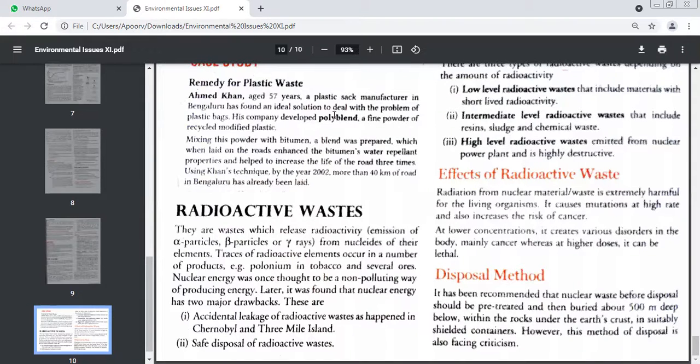What is the name that is kept? PolyBlend. How has he made this? He has mixed this powder with bitumen and prepared a blend. Blend means a mixture. Plastic plus bitumen, which when laid on the roads enhances the bitumen's water repellent properties and helps to increase the life of the road 3 times. Somewhere you must have read that plastic roads are now being built. Somewhere this discussion was going on.